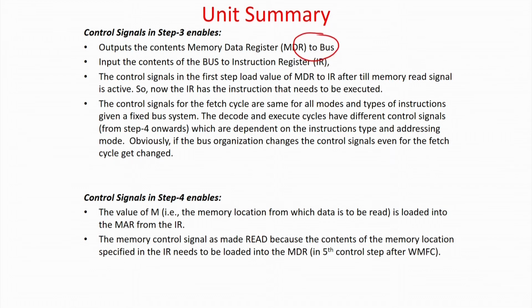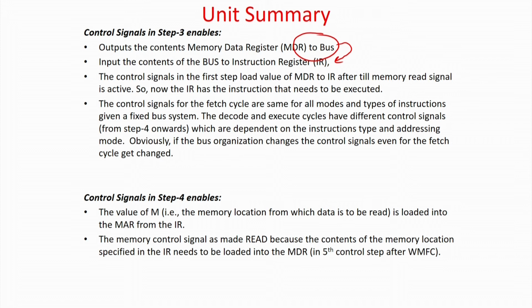Then this memory data register transfers the instruction to the instruction register via the bus. So, now the instruction register has the instruction which is to be executed. The first 3 steps are similar for all types of instructions because they correspond to instruction fetch. Now, from step 4 onwards, depending on different addressing modes or the instruction types, they will vary.